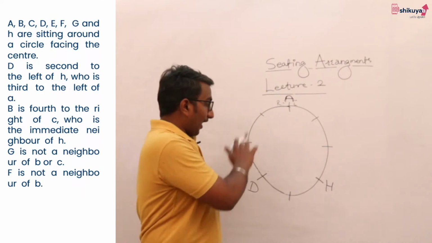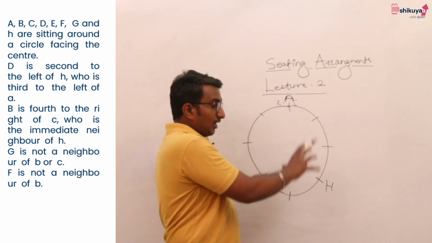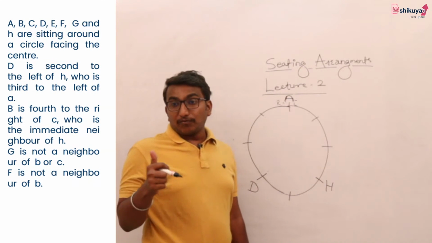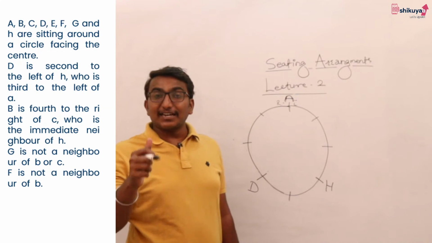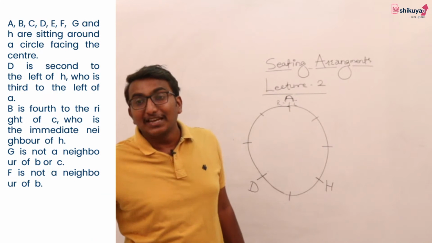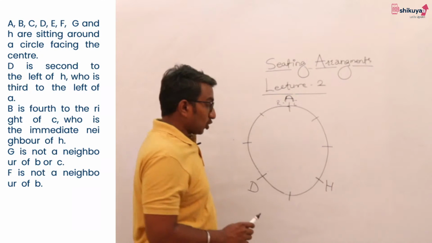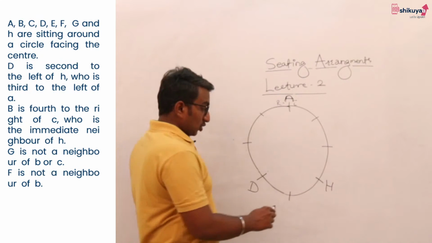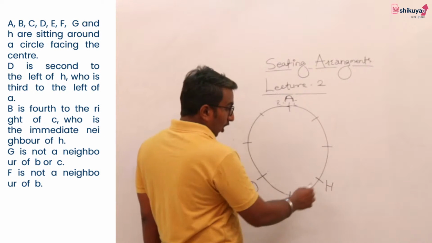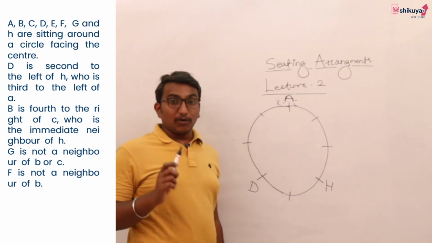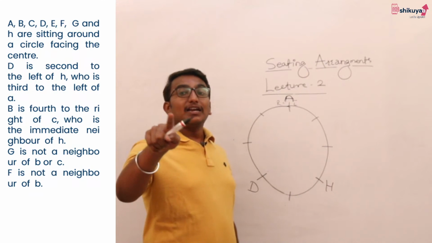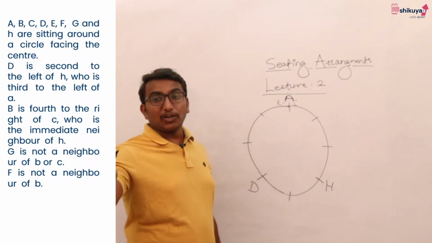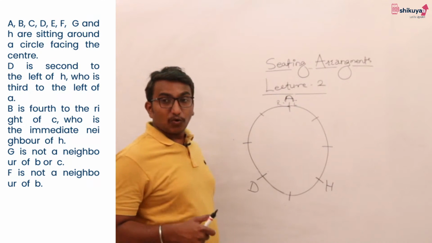B and C, I don't have the information regarding B and C in this diagram, but further they have given, who is the immediate neighbor of H, which means they have stated something about C in comparison with H. So this is comparative information. C is an immediate neighbor of H, so C either will come over here or will come over here. But we have to place that C which will satisfy the earlier condition: B is fourth to the right of C.